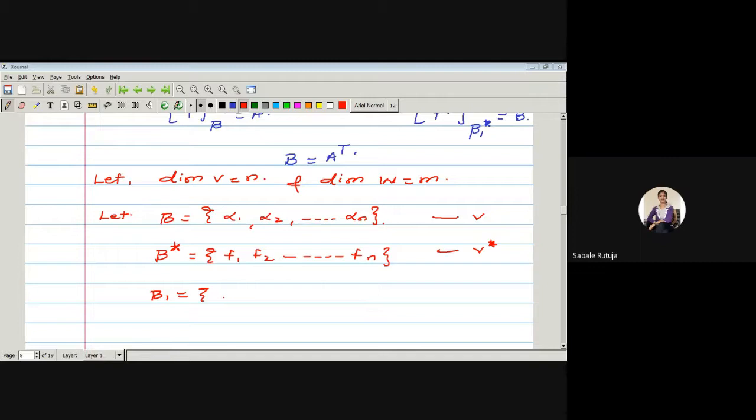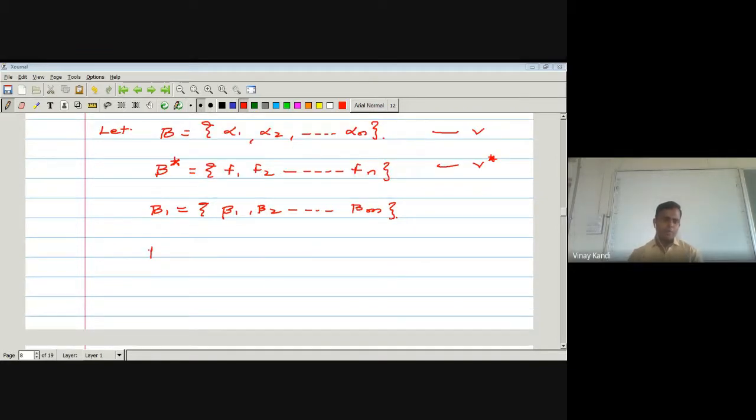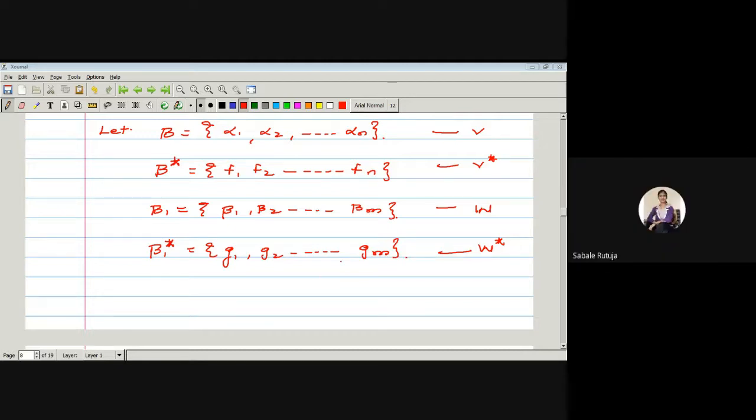Suppose this one is beta 1, beta 2 up to so on beta m, and beta 1 star. This is the basis for W and this one is the basis for W star. Suppose the basis of W star is equal to g1, g2 up to so on gm. Is it clear? Any doubt up to here? No, sir.